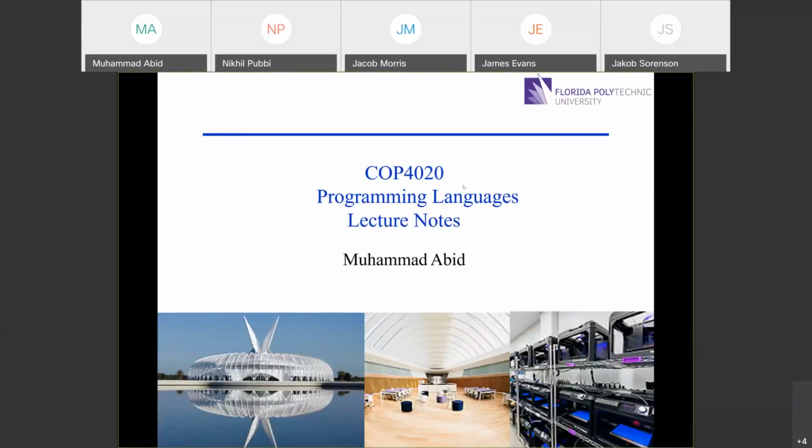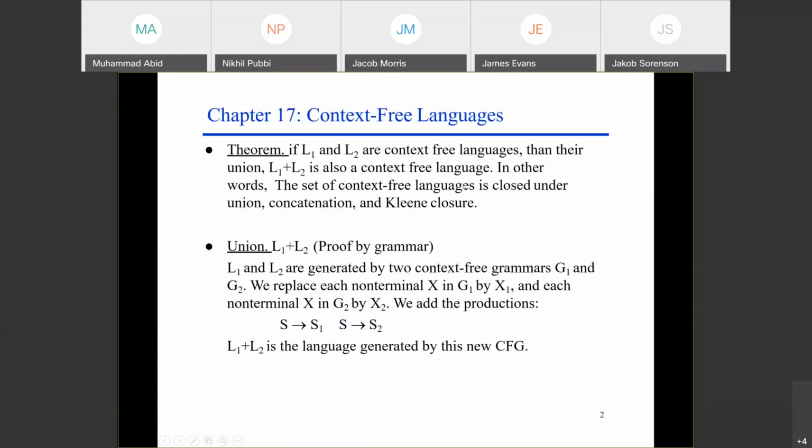So today we will cover chapter 17. We finished till chapter 16 last time. Chapter 17 talks about context-free languages.